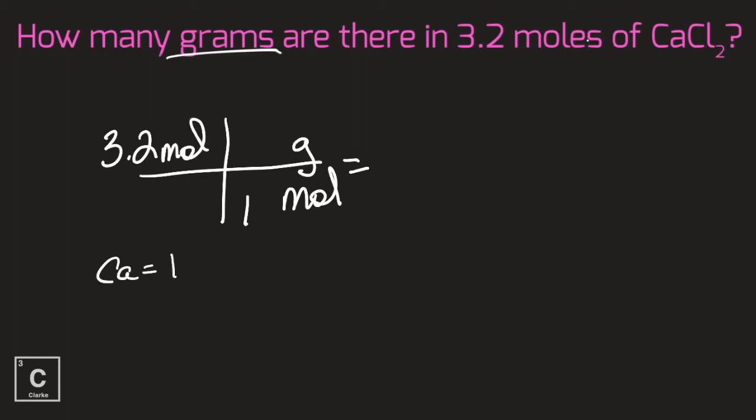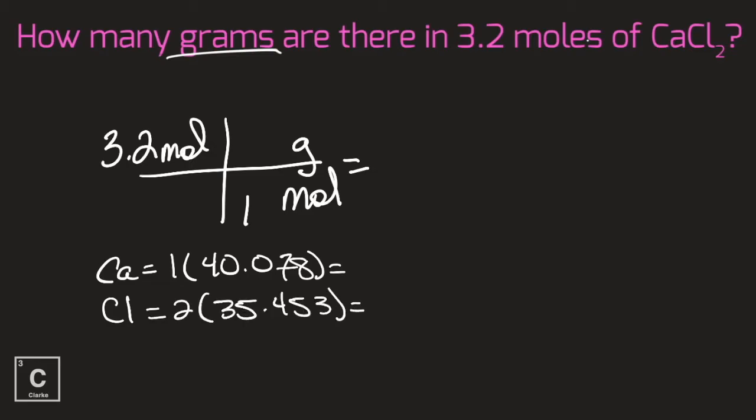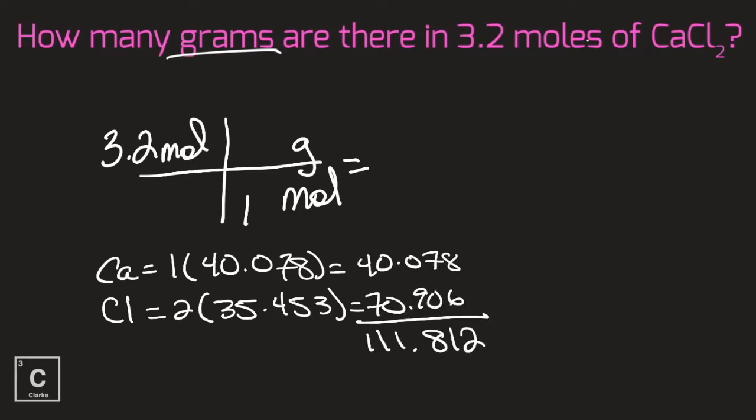Calcium chloride only has 1 calcium and 2 chlorines. Remember, these masses are just coming right from the periodic table. I'm getting 111.812. That's our molar mass. These are both on top. We're going to multiply them. So if we have 3.2 moles, we would have, with 2 sig figs, 360 grams.